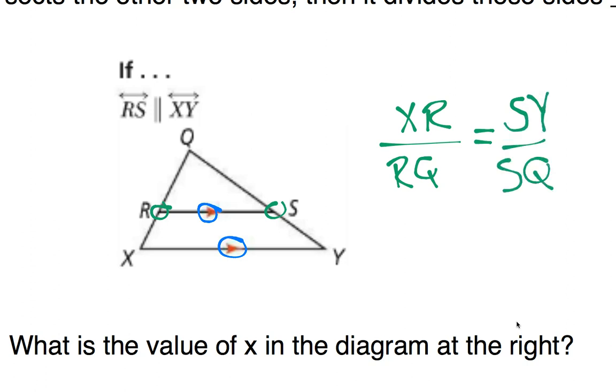And really, that can be done several different ways. We could say QR over RX, so we can go top to bottom. We actually can even go left to right or right to left. We can say XR over YS, RQ over SQ. Really, there's 4 different ways that that can be set up.